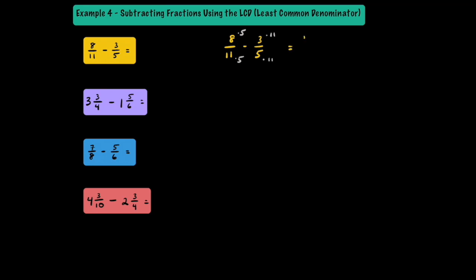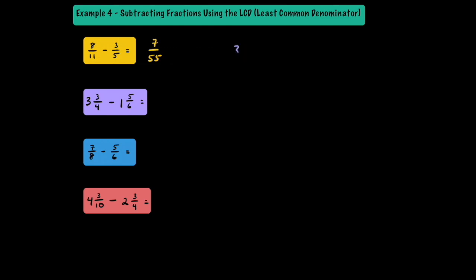When rewriting our fractions, we're going to get 40 over 55 minus 33 over 55. Now that the denominators match, we can actually subtract these fractions. 40 minus 33 is going to be 7, while the denominator stays the same. The answer for this first one is going to be 7/55.